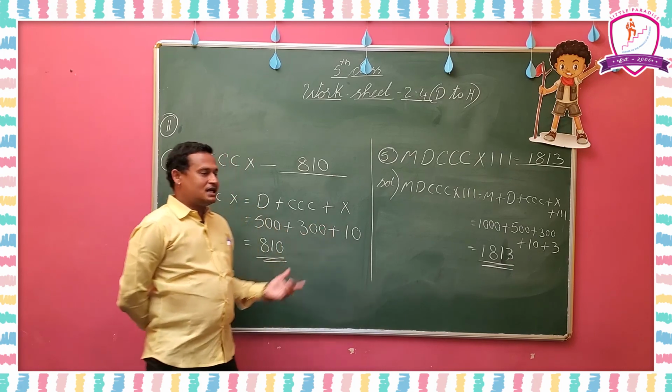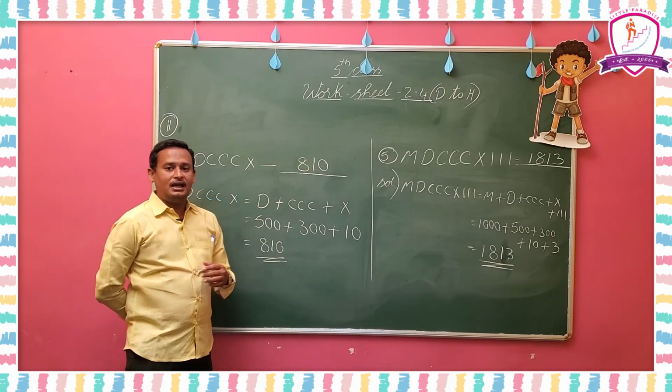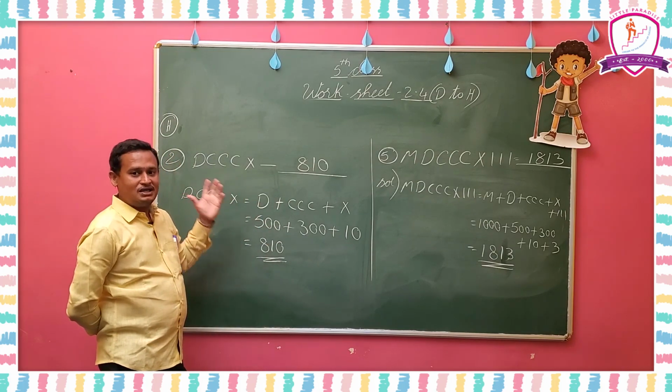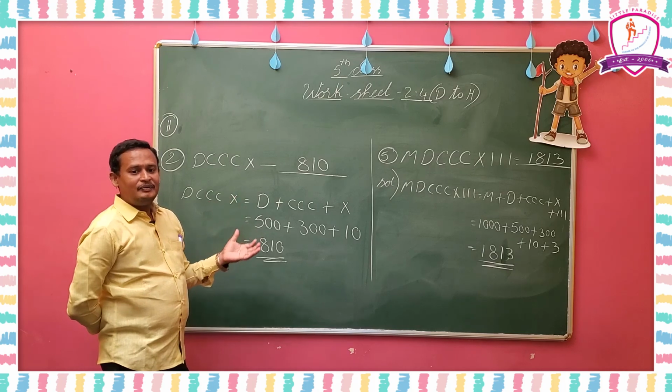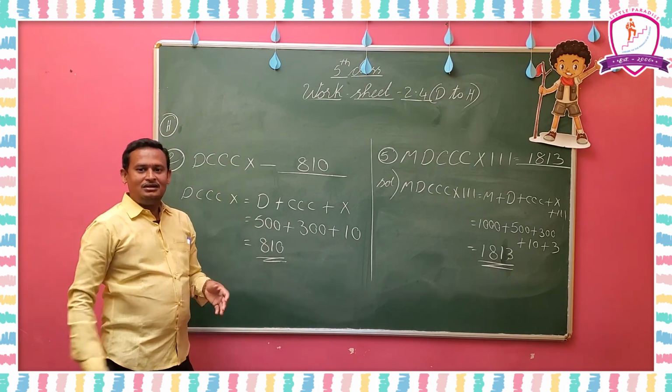Okay. So what we discussed in this Roman worksheet 2.4 is D to H. Complete the remaining sums. First complete the sums that I explained, and then complete the remaining sums in this worksheet. Understood? Thank you.